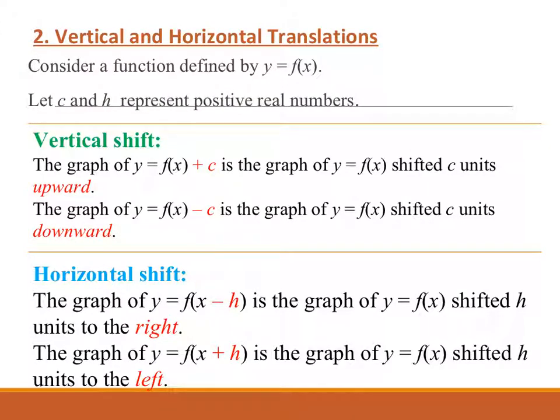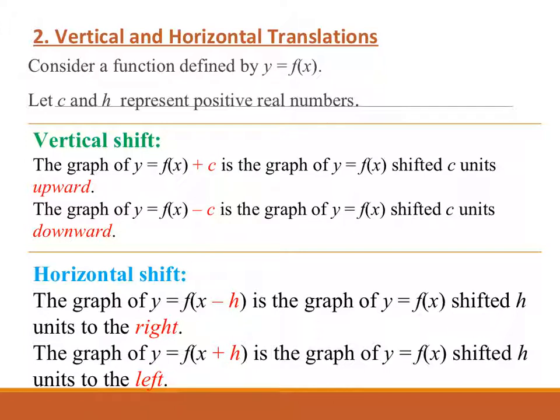So once we've studied our functions, we will now use those functions to create vertical and horizontal translations of those functions. Once we have a function defined by f of x, we can let c and h represent positive real numbers. When we graph the original function plus some constant, we will be shifting either upward or downward along the vertical y-axis. So the graph of y equals f of x plus c is the graph of y equals f of x shifted c units upward. Likewise, the graph of y equals f of x minus c is shifted c units downward.